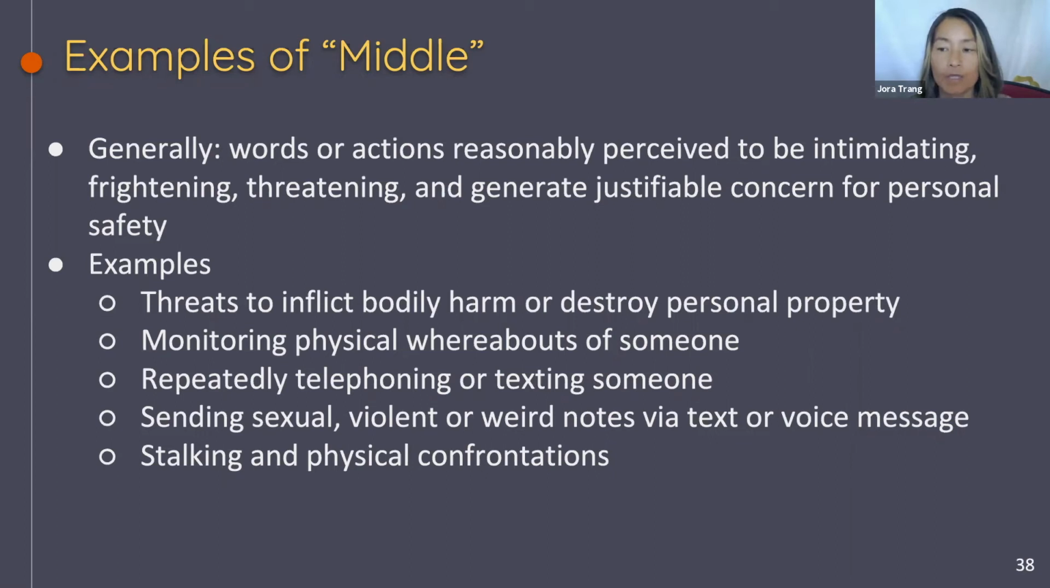So threats to inflict bodily harm or destroy personal property, monitoring the physical whereabouts or surveying somebody, otherwise known as stalking, repeatedly telephoning someone, waiting outside a person's home or workplace are all examples of middle level workplace violence. Next slide.